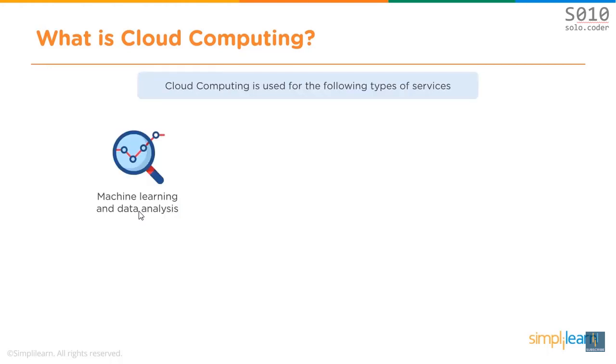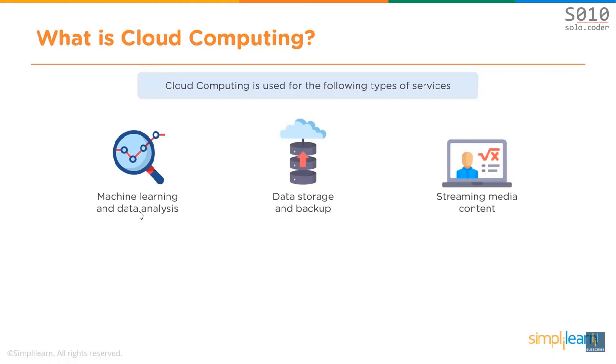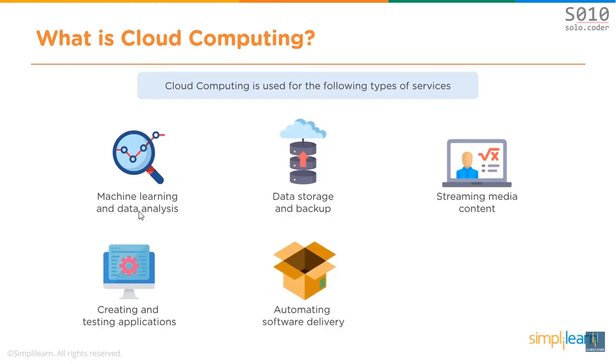Now, cloud computing is used for a wide variety of reasons. Firstly, there's machine learning and data analysis. Basically, there are services that analyze your data and tell you how you can work with this data better. Then there's data storage and backup, and streaming media content. For example, did you know that the shows that you watch on Netflix are all in the cloud? You're connected to the internet, you browse through Netflix, and you get access to the videos. These are possible with the help of cloud service providers. There's also creating and testing applications, automating software delivery, which is a component in DevOps, and hosting blogs and applications.